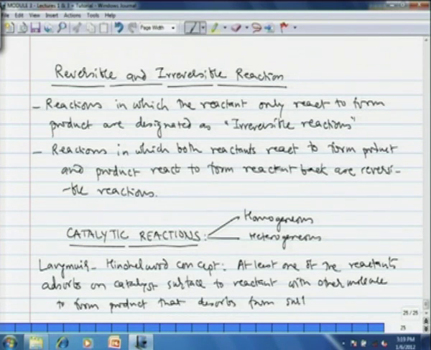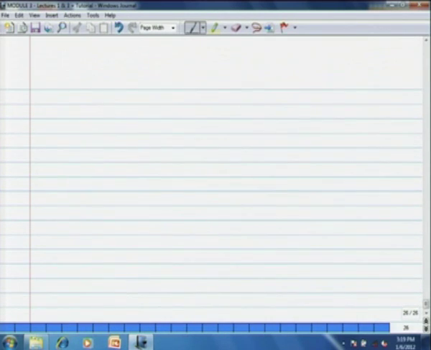So, essentially the catalytic reactions have three steps. First, the migration of the reactant to the catalyst surface and adsorption, then the reaction between the adsorbed species, and then the disruption and back migration of the products. Now, if any of the three steps is slower than the others, then it is called the rate limiting step or rate controlling step.